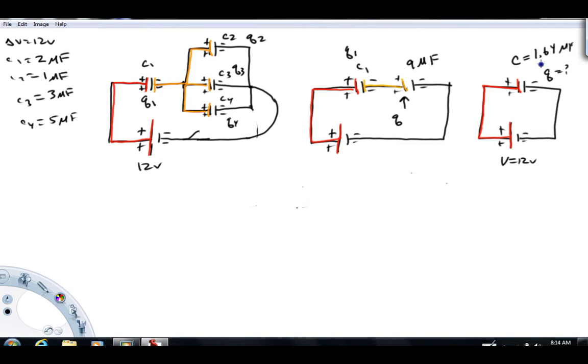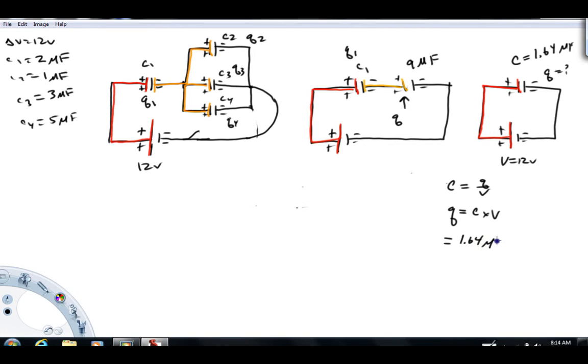All right, now we're going to start working the problem backwards. We're going to find the charge on that capacitor, and we're going to use that to find charges over here and voltages, and then we're going to come back to the original picture. So capacitance, remember, is charge per unit voltage. So the charge on any capacitor is equal to capacitance times voltage. So looking at this capacitor right here, the charge on it is going to be the capacitance, 1.64.